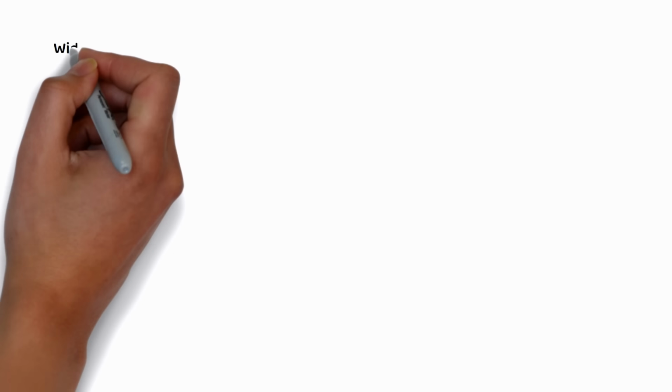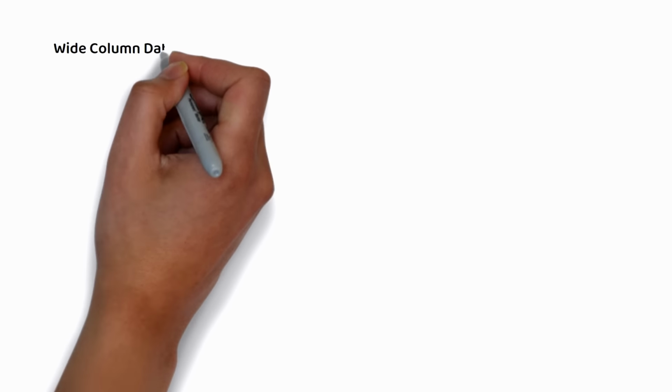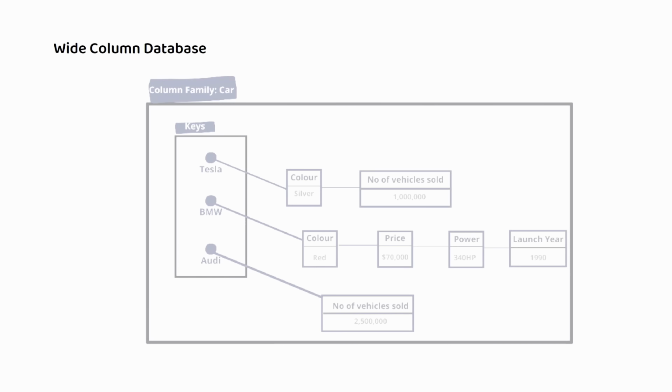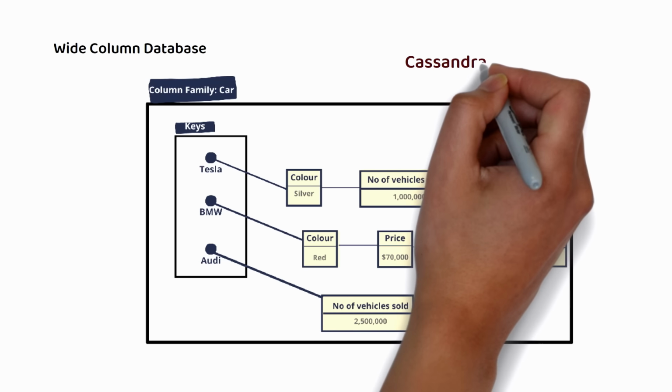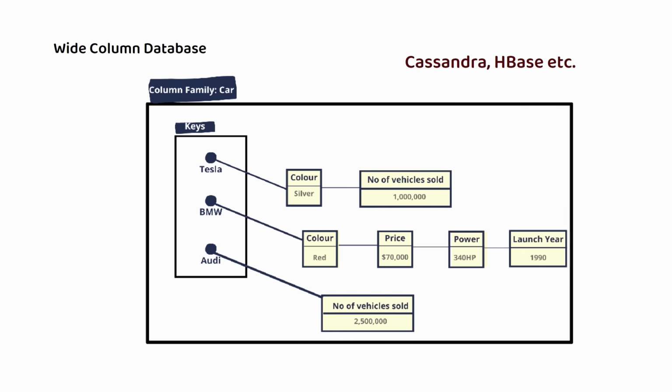Wide column database, also known as a column family database. Wide column databases store data using rows and columns, but they do not use tables. Instead of tables, they use a structure called column families. Column families contain rows of data where each row has its own structure or schema. Each row comprises a unique row identifier and sets of column names and values. Each row can have a different number of columns with different types of data. Examples can be Cassandra, HBase, etc.